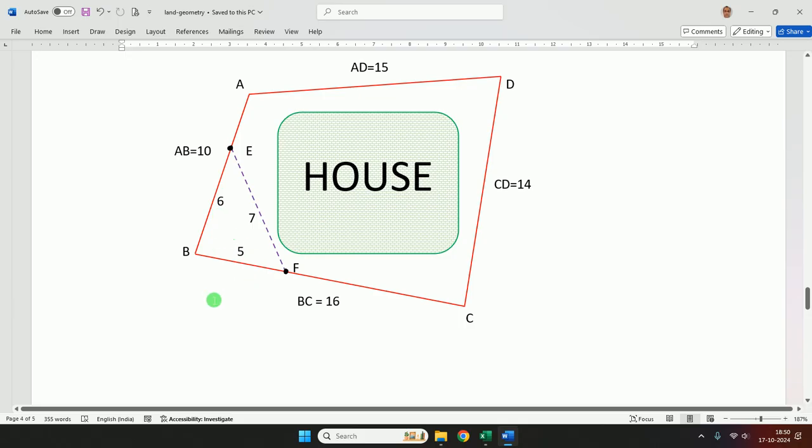Okay. So such a corner you choose and you mark this one as E and this one is F, and using measuring tape we measure the distance between B and E also. Suppose it is 6. We measure the distance between E and F, suppose it is 7, and measure the distance between B and F, suppose it is 5. Original sides of the length are this is 10 units, 16 units, 14 units, 15 units. Okay. So this way we do.